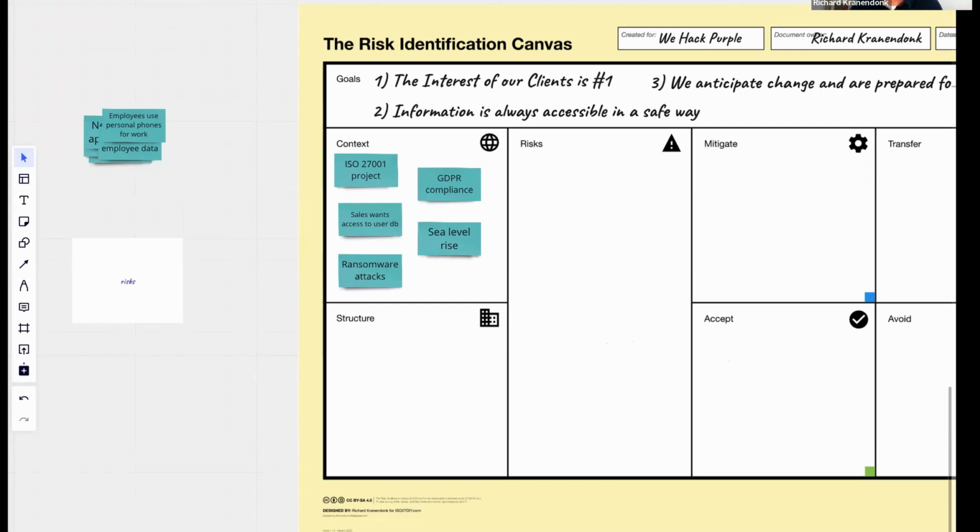Then we are going to look at the structure of the work itself. So what do the work processes look like? What technology do they use? What information do they get from others? What do they have to deliver to other teams or to outside stakeholders? An example is that employees use personal phones for work. Someone in the team thinks this is a source of risk. Then there are different branch offices which mail employee data to the central HR department.